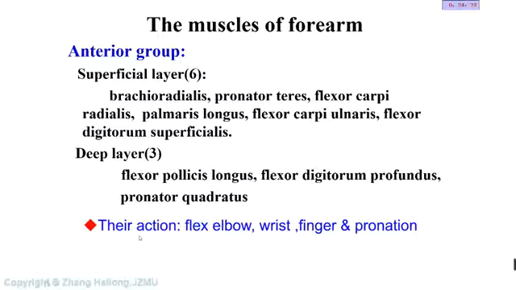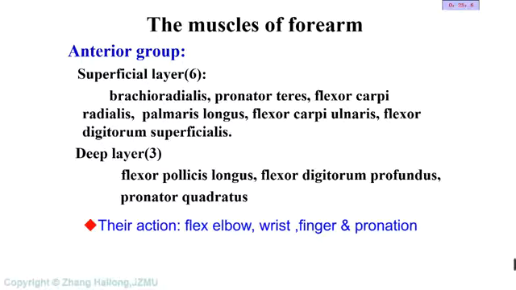And the common function of them is flex elbow, flex wrist, flex finger, and pronation. Because all of the muscles are in front of your forearm, the upper portion can flex the elbow, the lower portion can flex the wrist and finger, and at the same time there are pronator teres and pronator quadratus. They make your forearm pronate. Pronation means rotation medially.